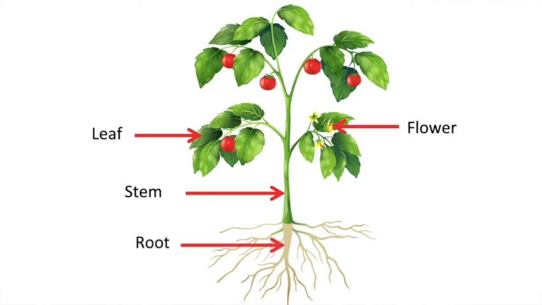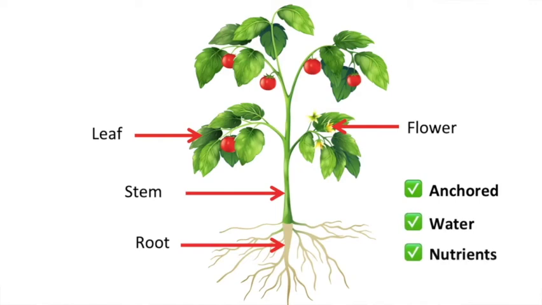Roots. The roots of a plant help to keep the plant anchored into the ground. This prevents it from being blown away. Roots are also important for nutrition because they contain root hairs. These absorb water and minerals from the soil. The water and nutrients then travel through the plant. In some plants, the roots can also be used for food storage.